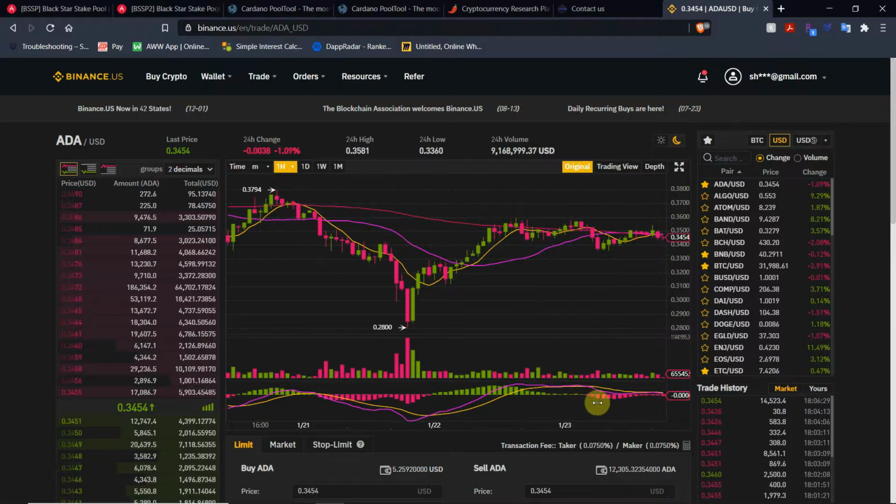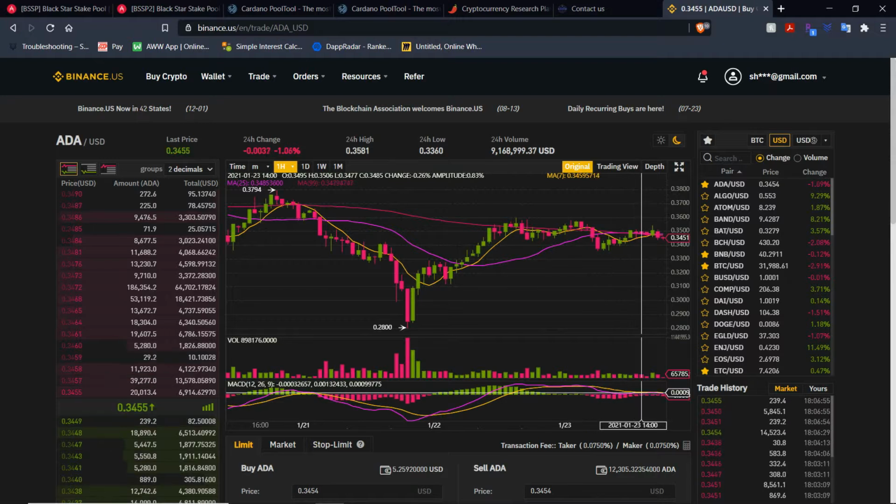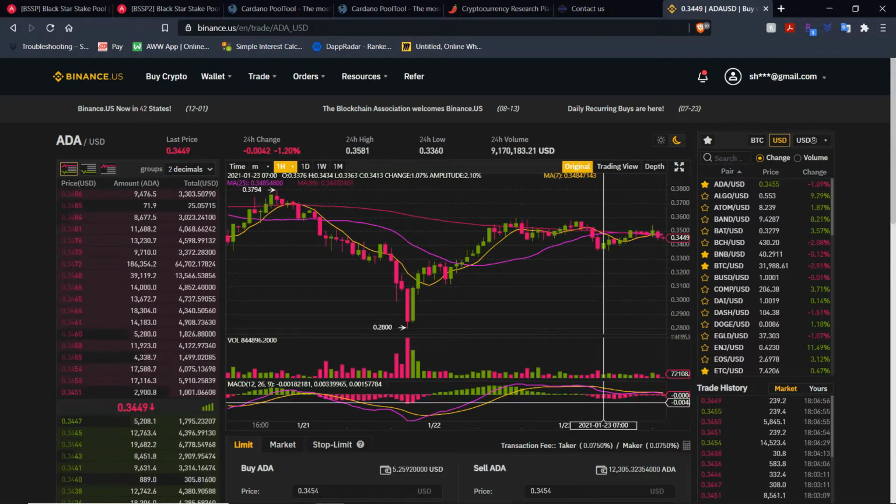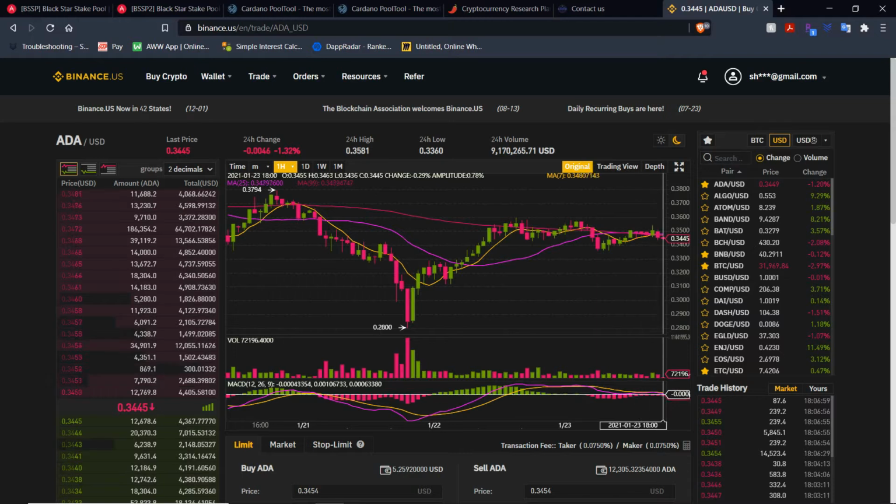So right now, we're a little bit on the overbought side, but the trend is saying that there's a possibility that we can go back into the green, that people are buying more ADA.